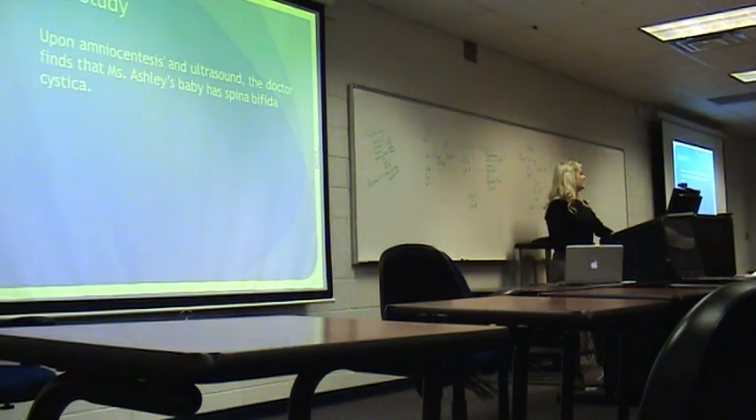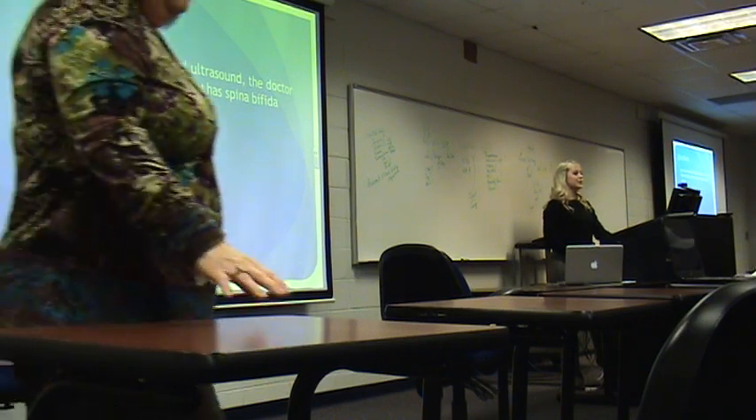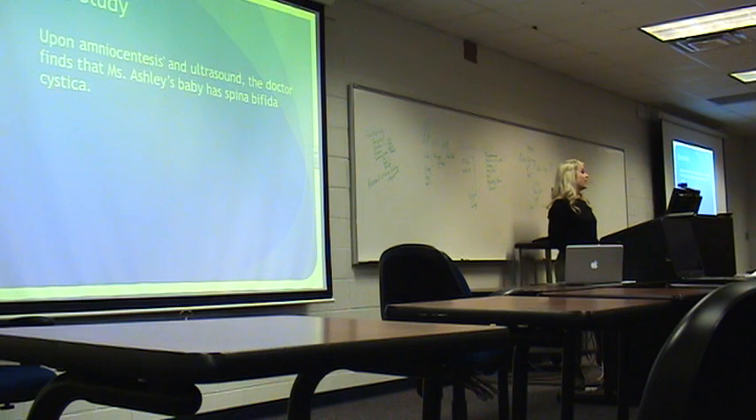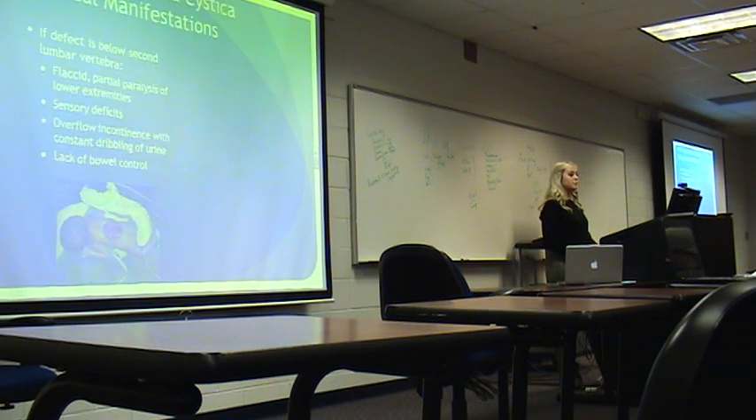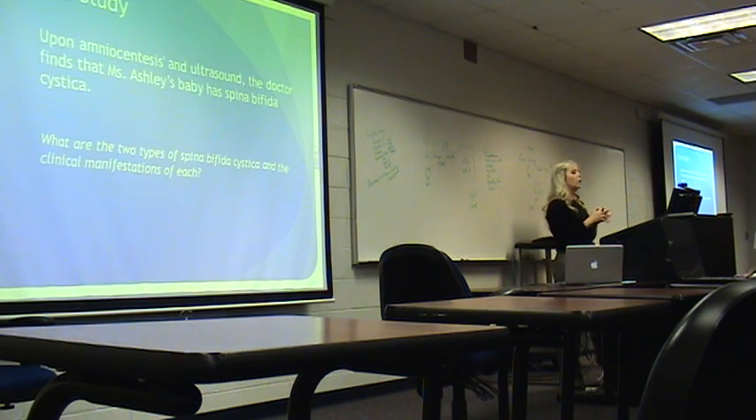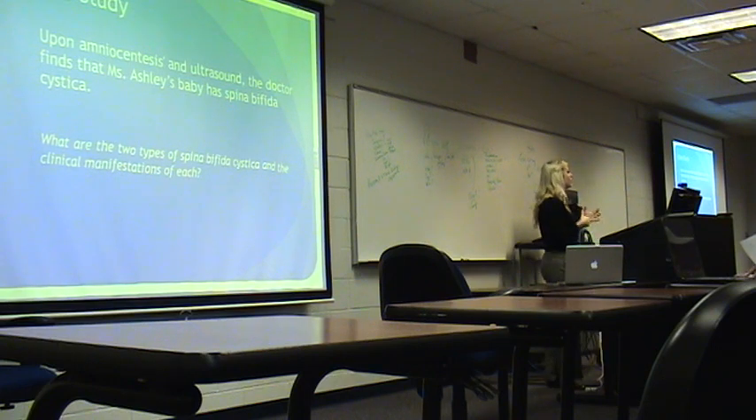All right, back to Ms. Ashley. So upon amniocentesis and ultrasound, the doctor finds that she does have spina bifida cystica. So which one is that, internal or external? External. Good job. So now just break into your groups, and we're going to talk a little more in detail. What are the two types of cystica? And then think about what clinical manifestations you might see with it. Okay?